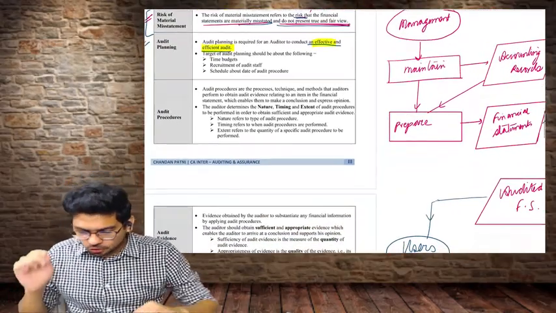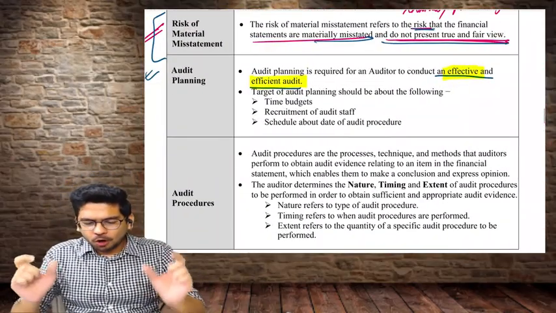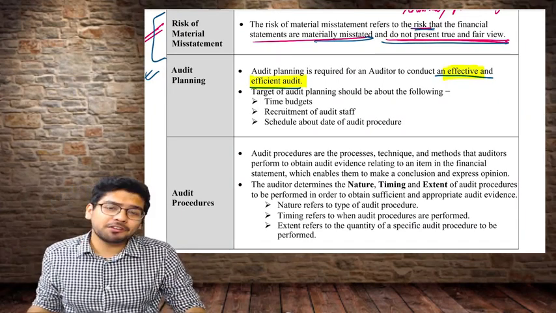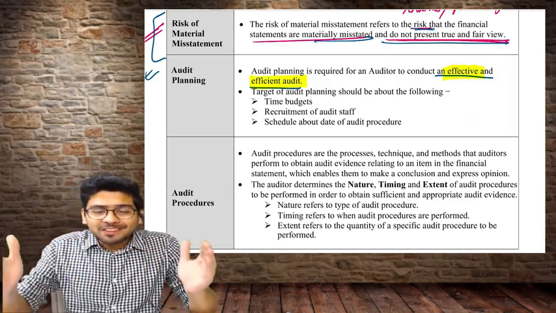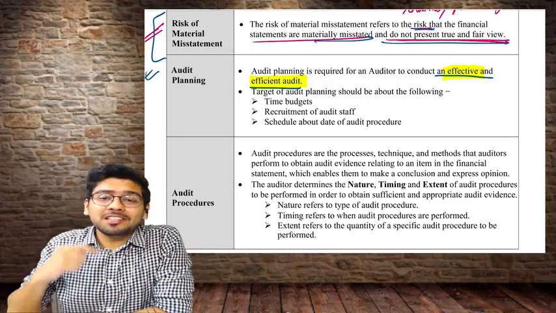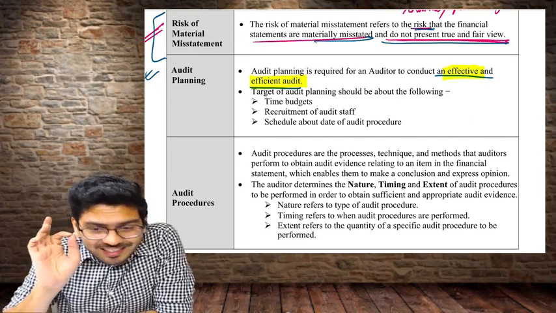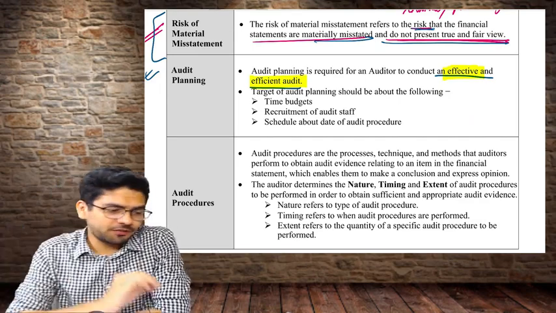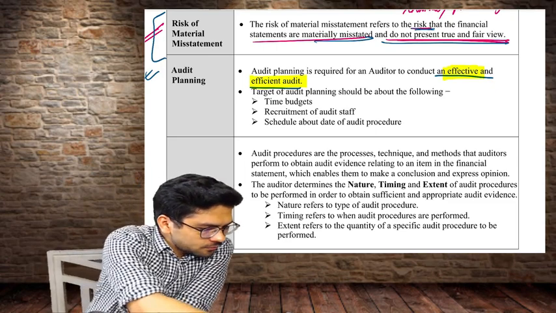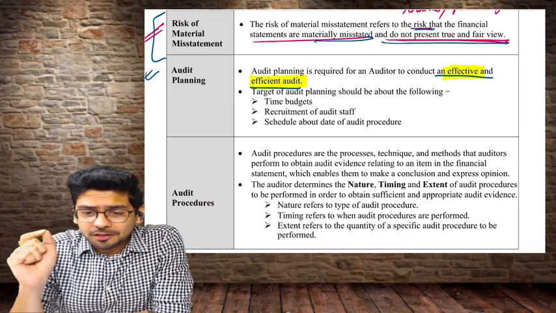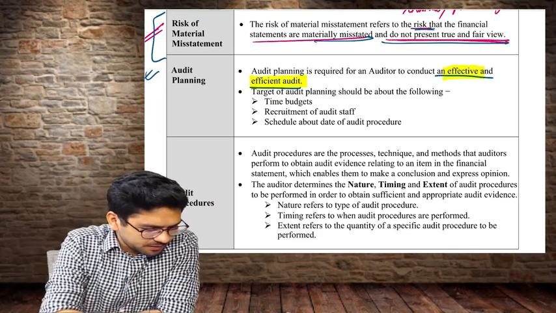All right. So now coming back to the planning topic, audit planning. It says audit planning is required for an auditor to conduct an effective and efficient audit. We need to plan things in advance so that our audit is effective and at the same time it is efficient. Now, please tell me, what is the difference between effective and efficient?